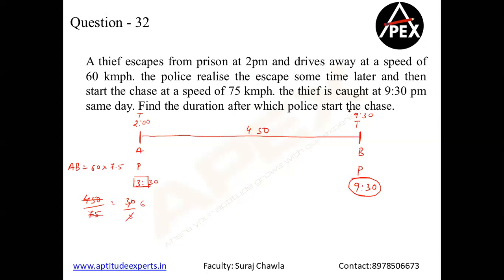Find the duration after which the police started the chase. That means the thief ran at 2 o'clock and the police started running at 3:30. That means the police started the chase 1.5 hours after the thief ran away.